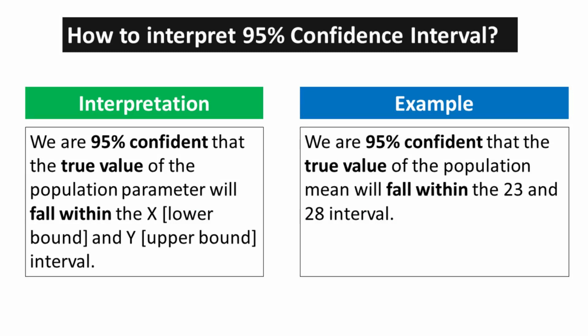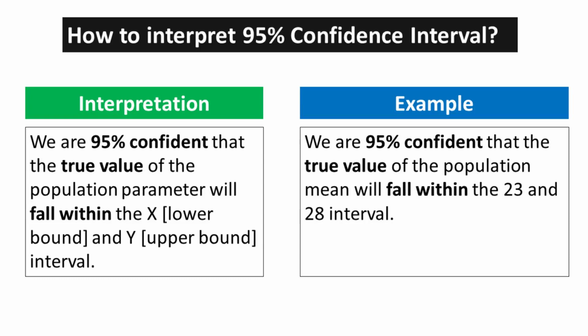When we say we are 95% confident that the true value of the population parameter will fall within the x (lower bound) and y (upper bound) interval, what we mean is that based on our sample data and statistical analysis, we can be reasonably sure that the actual population parameter falls within this range.